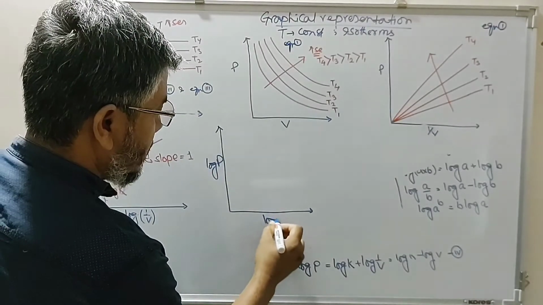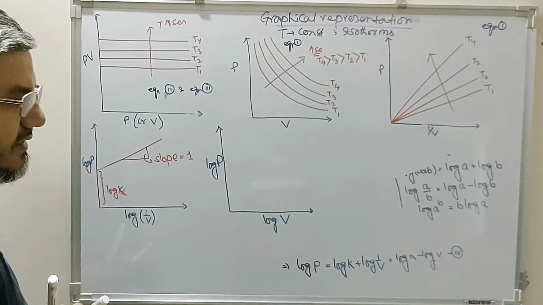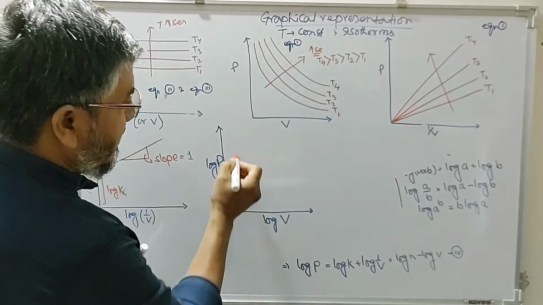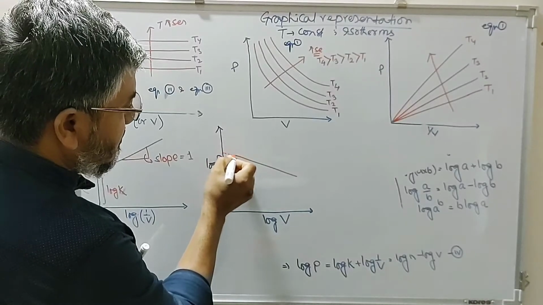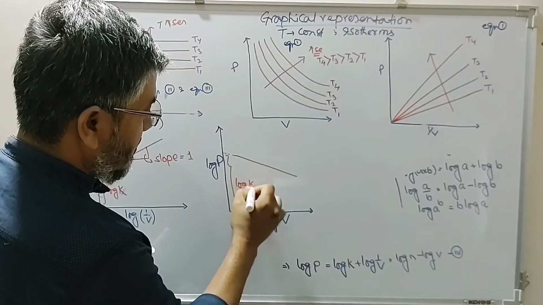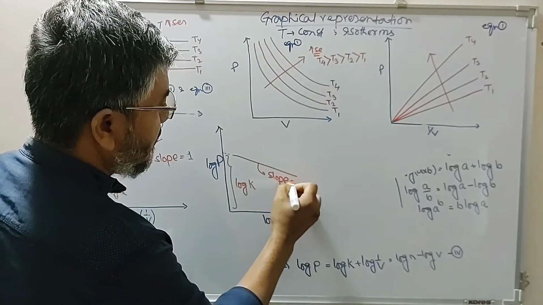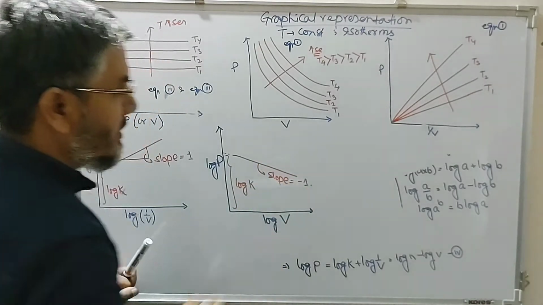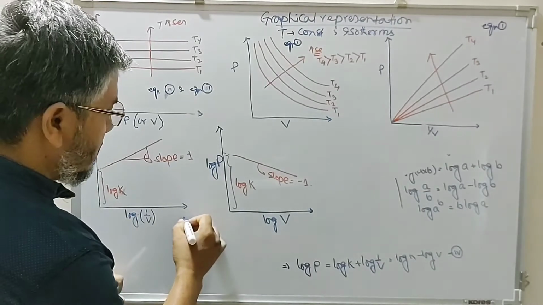Log P versus log V. Here the slope is negative, so we have a decreasing slope. Extrapolation, this value is log k, and this is the slope. So the slope of the graph is minus 1. So both these graphs represent equation 4.